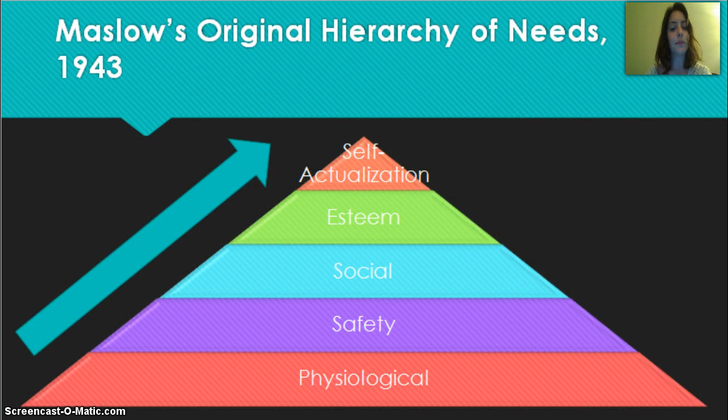Here is a simple visual of Maslow's original hierarchy of needs, which he published first in 1943. This 5-level theory was featured in his 1943 paper, A Theory of Human Motivation, which was originally published in Psychological Review. He studied what he called exemplary people, such as Albert Einstein and Frederick Douglass.